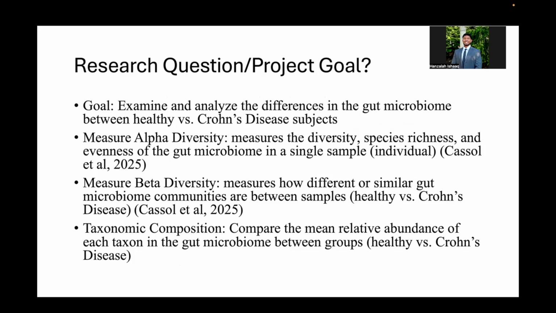The overall goal of this project is to compare the gut microbiome between healthy subjects and subjects with Crohn's disease. We're going to do this by measuring the alpha diversity, which measures the richness and evenness of microbiome species within a single sample. Secondly, we're going to measure the beta diversity, which measures how different or similar microbiome communities are between samples. And lastly, we're going to look at the taxonomic composition, which looks at the abundance of bacterial families and compares them between each group.